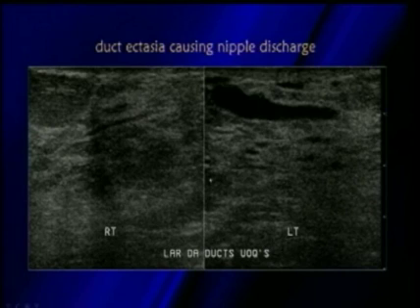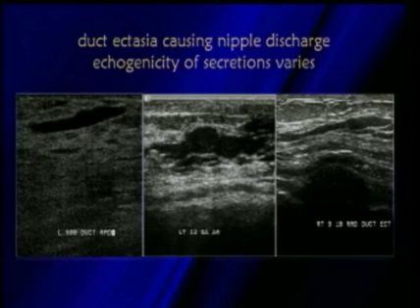But this is a patient that came in. You can see on the right side, there's just a normal small duct here. She presented with nipple discharge, and all we could see is just ductal ectasia that was causing this patient's nipple discharge on the left side.